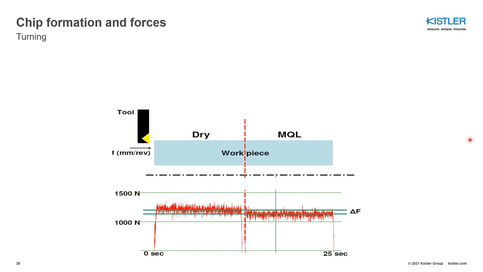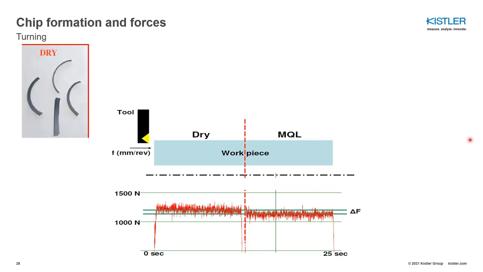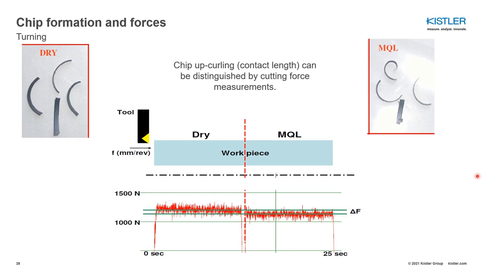That is also being seen in the chip formation. If you look at the chip upcurling radius, you have a little bit smaller radius with the MQL compared to dry operation. So when you look at that small difference in the forces, it is indicating a difference in chip upcurling and contact length in this case.